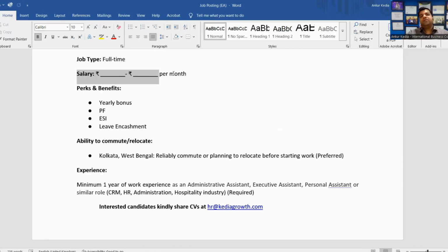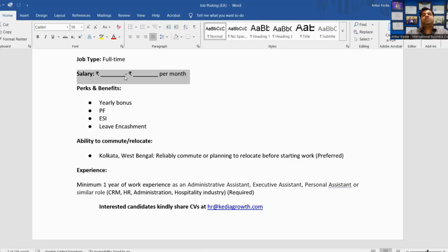Then comes the salary. So what is the team member who's going to come to your organization? What do they expect? They expect a remuneration. So what is the kind of remuneration are you willing to shell out for that specific candidate? That is something that you should mention here.